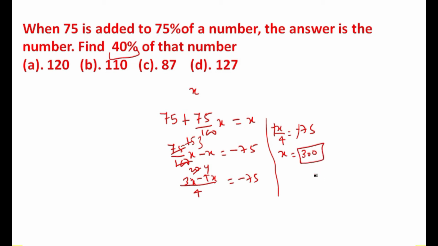But in the question it is asking for 40% of this number. So 300 into, what is 40% in a fraction? 40% in a fraction is 2 by 5. Okay, if we cut this by 5, then we get 60. So the answer will be 120. So A is the right option.